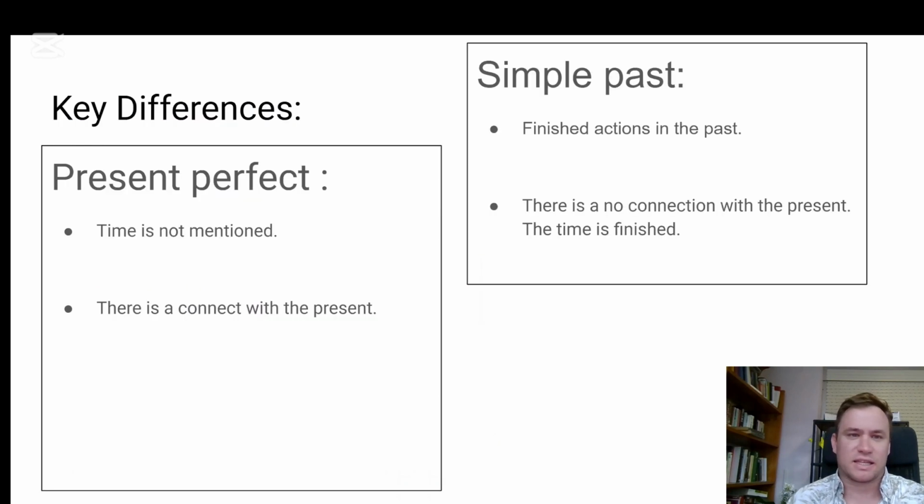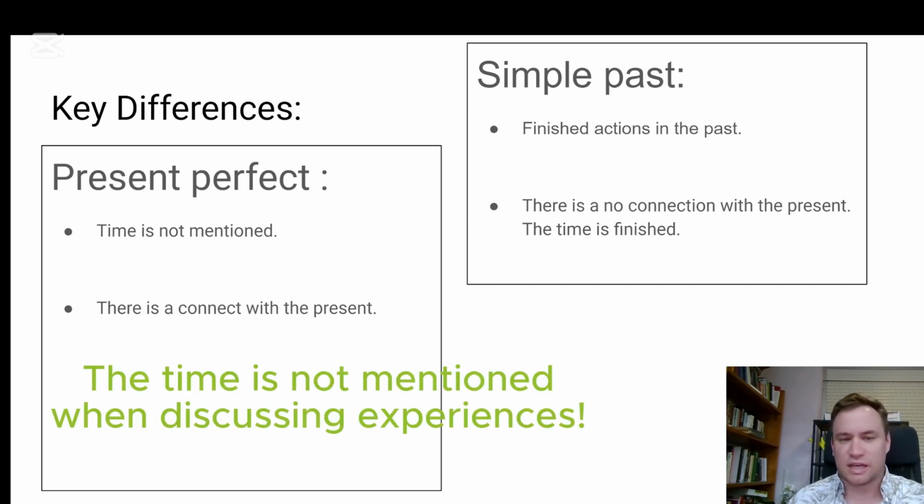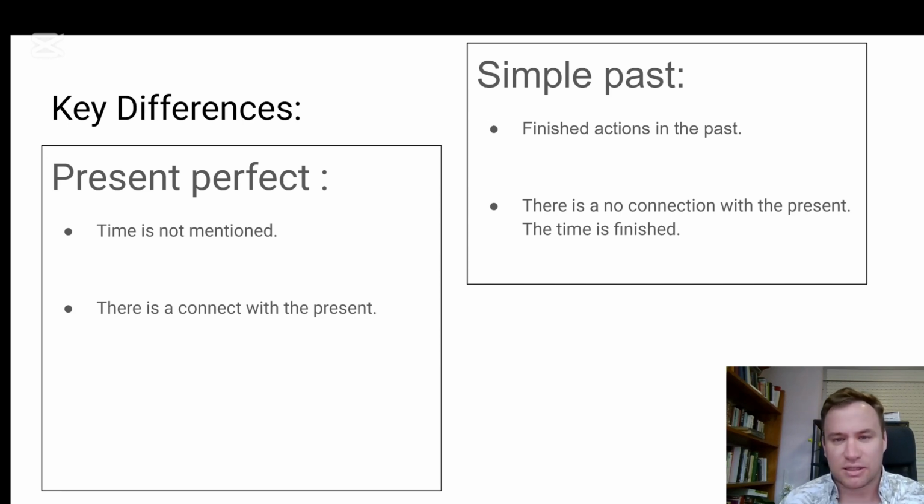So to summarize, the key differences are in the present perfect, the time is not mentioned, and there is a connection with the present. Simple past, past actions which are finished, and there is no connection with the present. The time is over. It's finished.